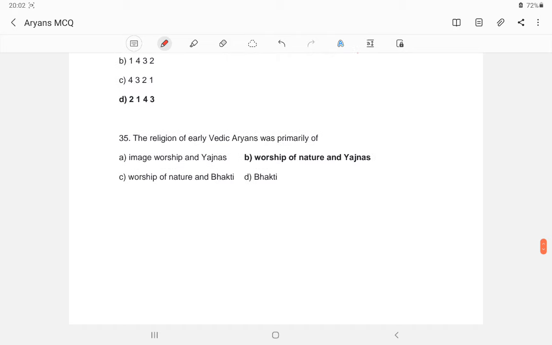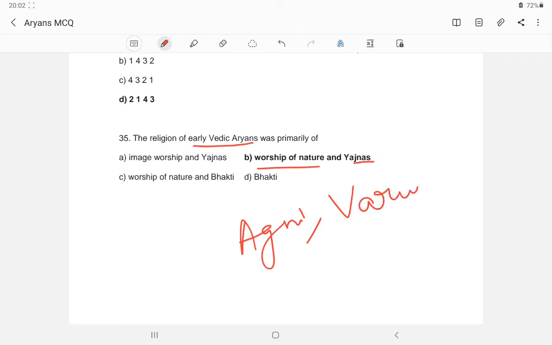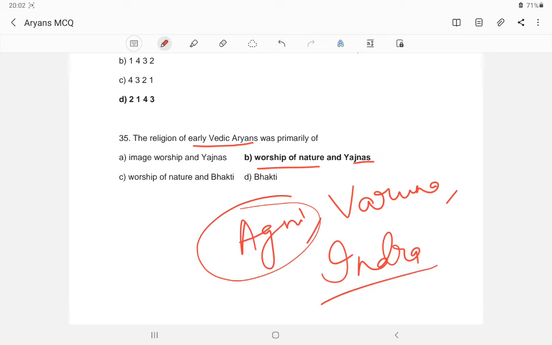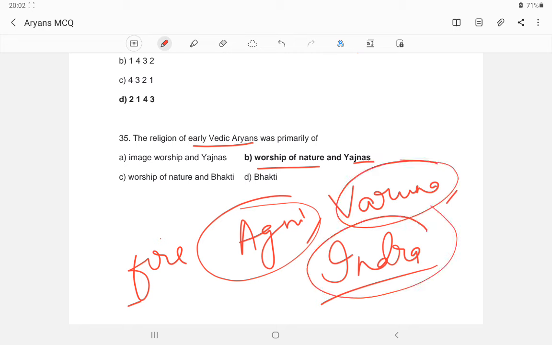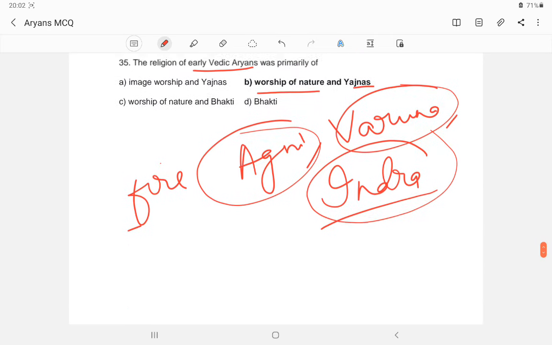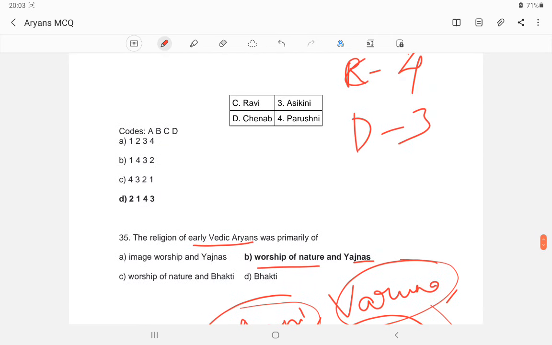The religion of the early Vedic period was primarily what? The early Vedic people worshipped nature and performed Yajna. That is Agni, Varuna, Indra: all of these are nature. Agni is fire, Varuna is water, Indra is the god of destruction. All of this is the action of nature. So the answer is worship of nature and the Yajnas. The Aryans are finished. So let us go to Buddhism and Jainism.